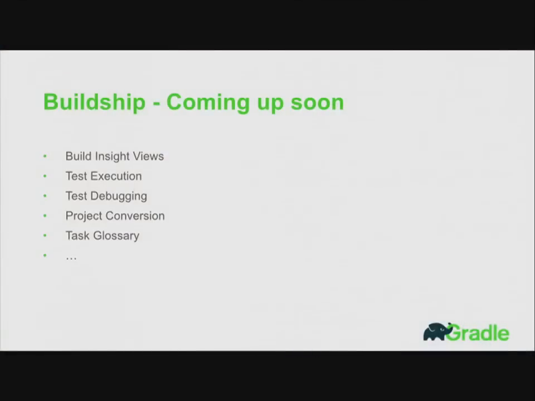So a few things that are coming up. This is not a conclusive list, and it's not necessarily in the right order. We'll see how that goes. But we'll give you more insight views. And what I mean by that, there will be a view to show you what plugins have been applied to what projects. Where did that plugin come from, a build script or from an external dependency or whatnot. There will be a component view because there's already a component report on the command line, but not in the tooling API yet, so we'll add that.